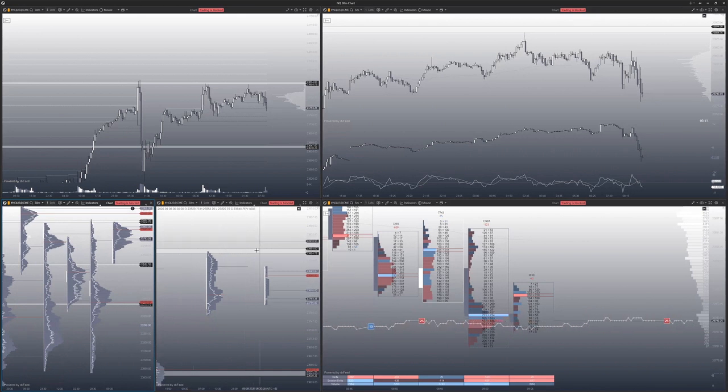Now, if we also have these next three days, where the values shift to the upside, I'm only looking for the long. If there's a shift to the downside, I'm only looking for the short. That's how I combine it. But I'm not looking for the value area high or low in the weekly profile.